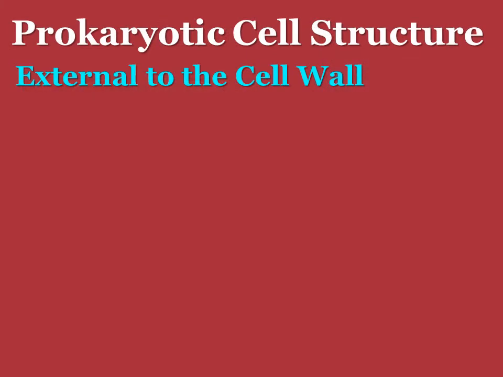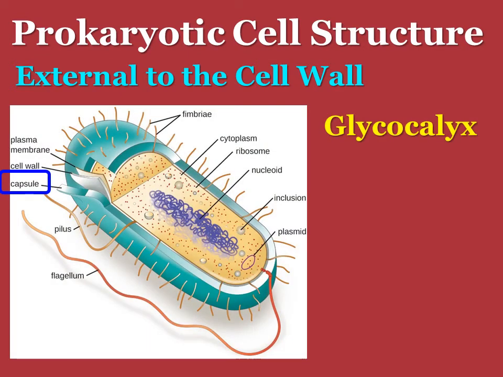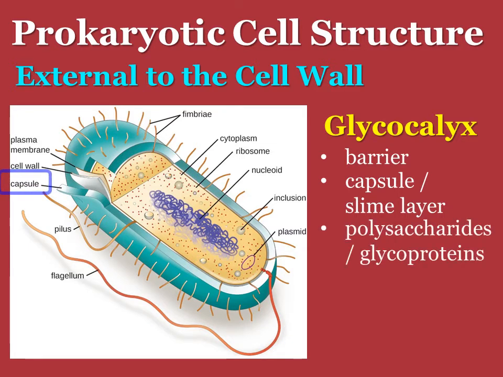The first set of parts are those external to the cell wall. Glycocalyx is a highly charged layer of membrane-bound biological macromolecules attached to a cell membrane. This layer functions as a barrier between a cell and its surroundings. The glycocalyx exists in bacteria as either a capsule or a slime layer. The difference between a capsule and a slime layer is that in a capsule, polysaccharides are firmly attached to the cell wall, while in a slime layer, the glycoproteins are loosely attached to the cell wall.